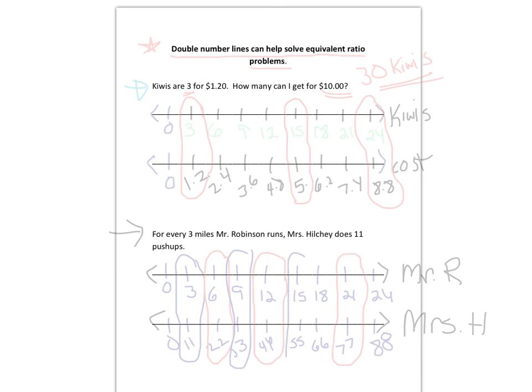A double number line just gives you an easy way to see lots of equivalent ratios all at the same time. So it can be an easy way to solve those problems if you need to just count and get a lot of them done quick. That is all. Today's work will be using double number lines to solve problems.